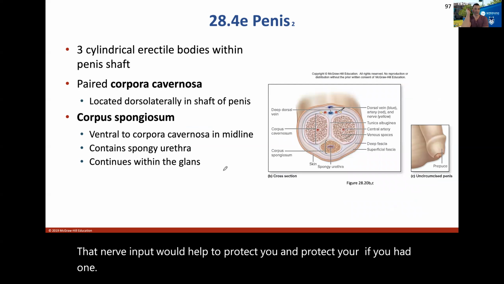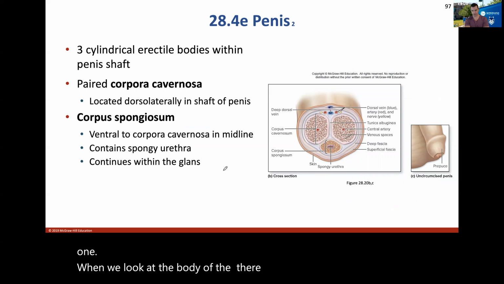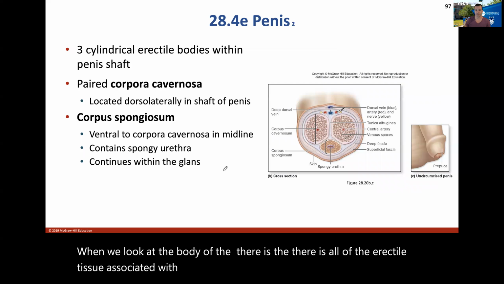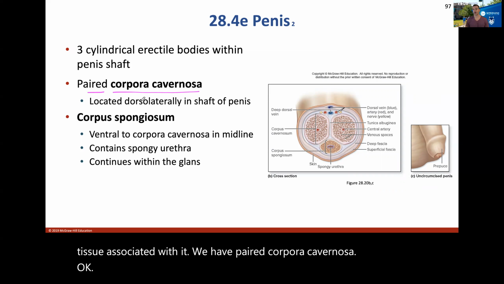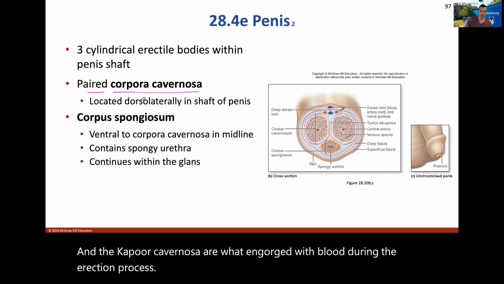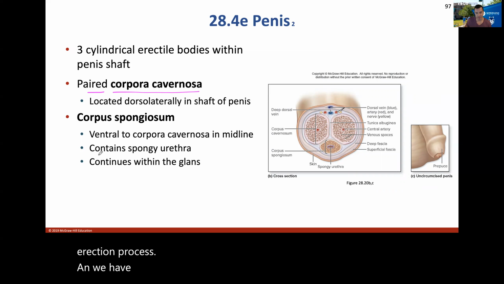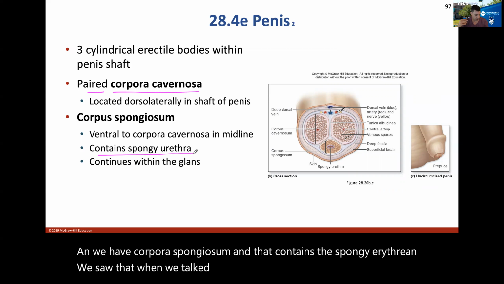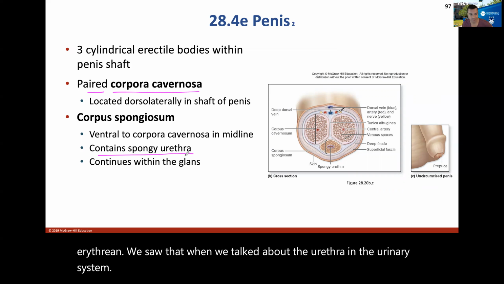When we look at the body of the penis, there is all of the erectile tissue associated with it. We have paired corpora cavernosa. Okay. And the corpora cavernosa are what engorge with blood during the erection process. And we have corpora spongiosum, and that contains the spongy urethra, and we saw that when we talked about the urethra in the urinary system as well. It's the same thing.